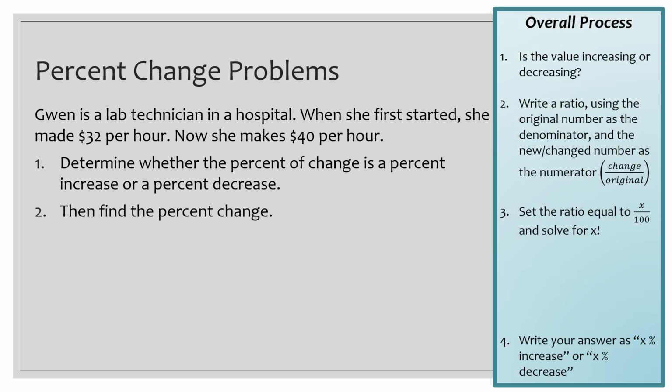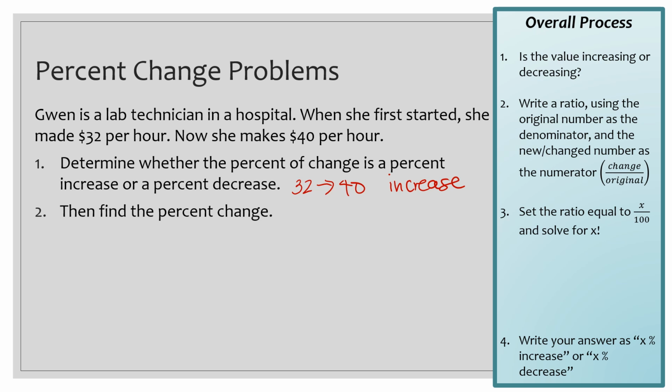So here's the overall process for how we're going to do percent change problems. When we do a percent change problem, we're going to ask ourselves, is the value increasing or is it decreasing? That's really the first step. So she started at $32 an hour, and now she makes $40 an hour. So I would say, okay, she went from 32 to 40. That's an increase to me.